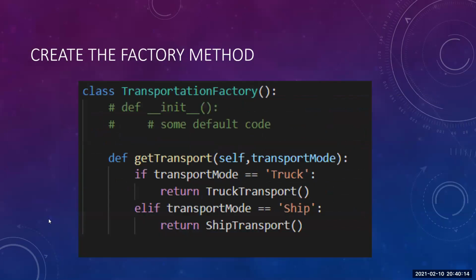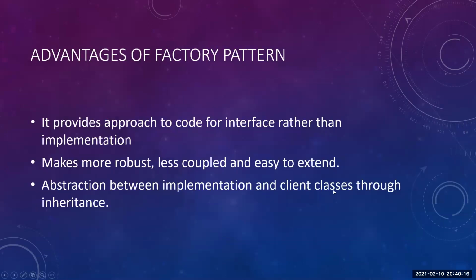And coming to the next, abstraction between the implementation and the client class through inheritance. Correct. This is the same thing which I explained for Saida and the rest of the people. It helps us get abstraction, which is also one of the principles of OOD. Any questions on the advantages, or do you want me to explain with any more examples, guys? Anyone?